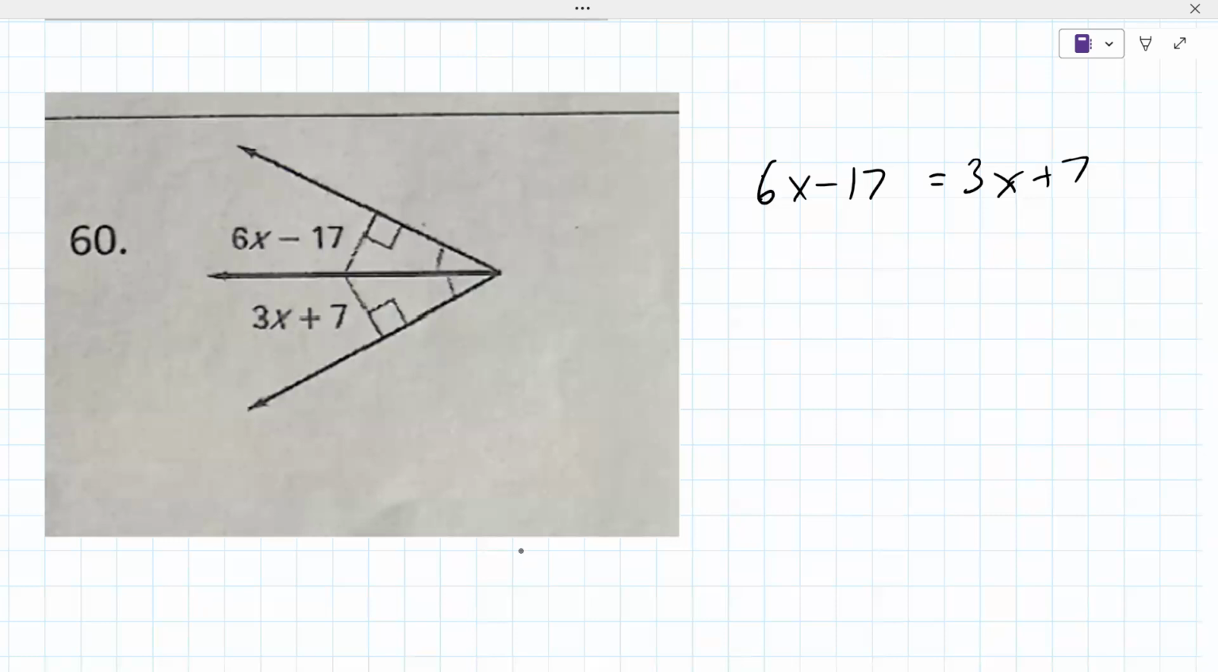Did I write that right? Yeah. And then divide by 3. And that is 8. X equals 8. Good. Okay. So let's look at the next grouping of questions.